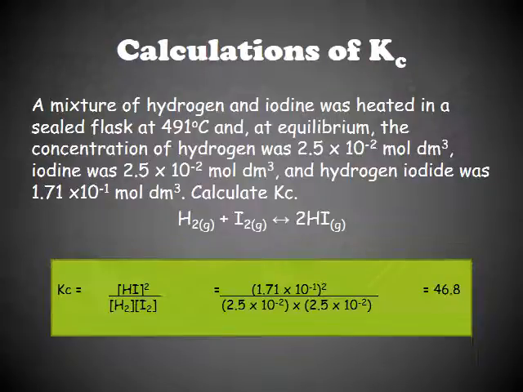Okay, welcome back. Here's the answer. Kc equals the concentration of HI, all squared, divided by the concentration of hydrogen times the concentration of iodine. You plug the numbers in and you get 46.8. Because it's 46.8, it's greater than 1. So the products are in higher concentration, or favoured, compared to the reactants, which makes sense. So this reaction is going to favour the products.